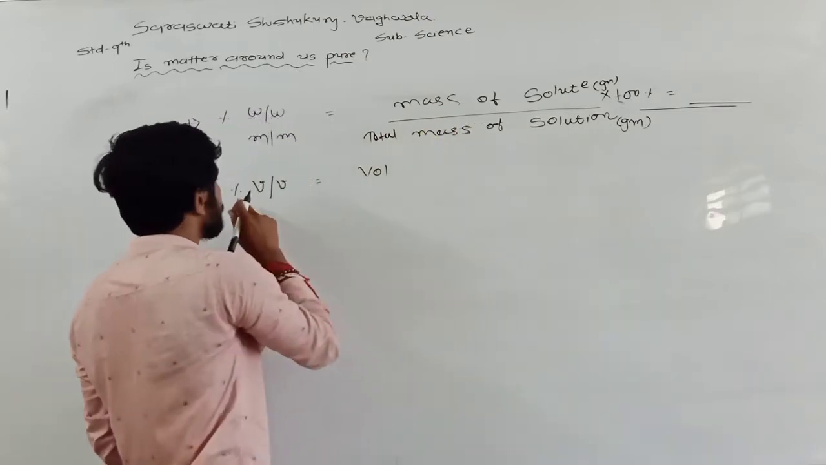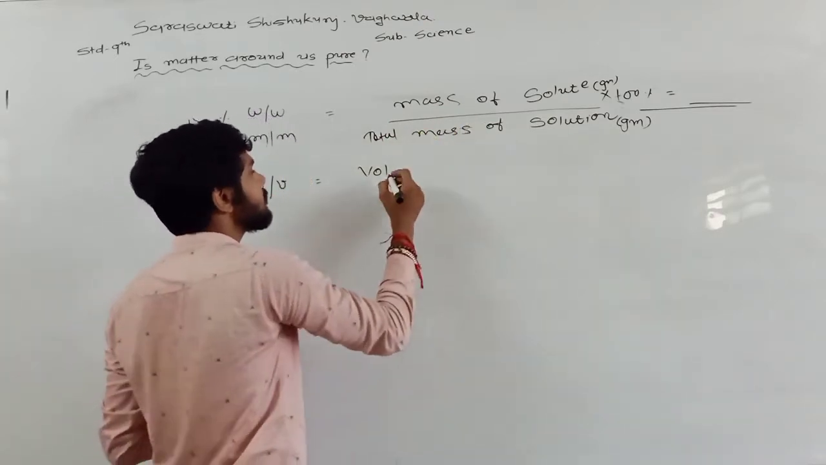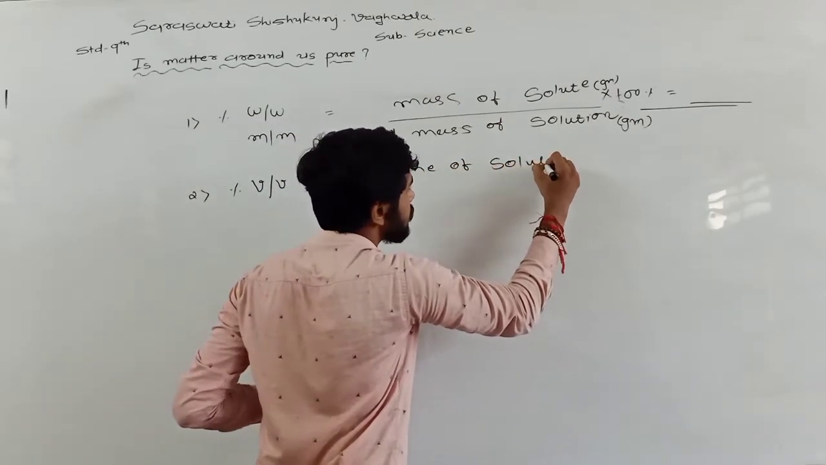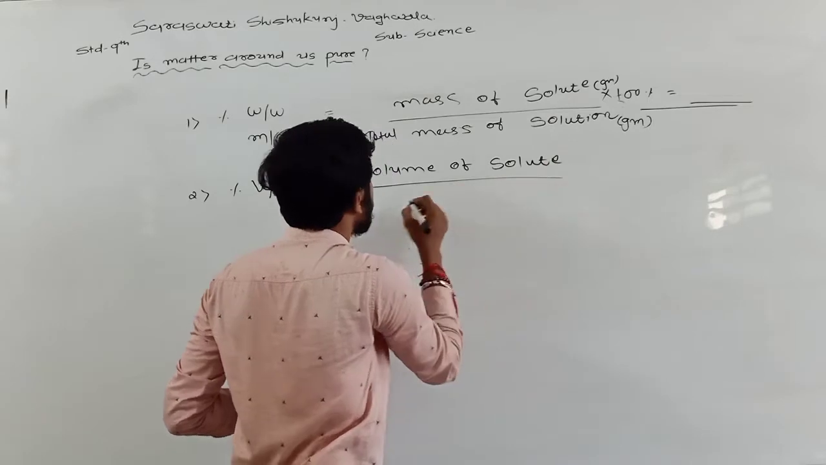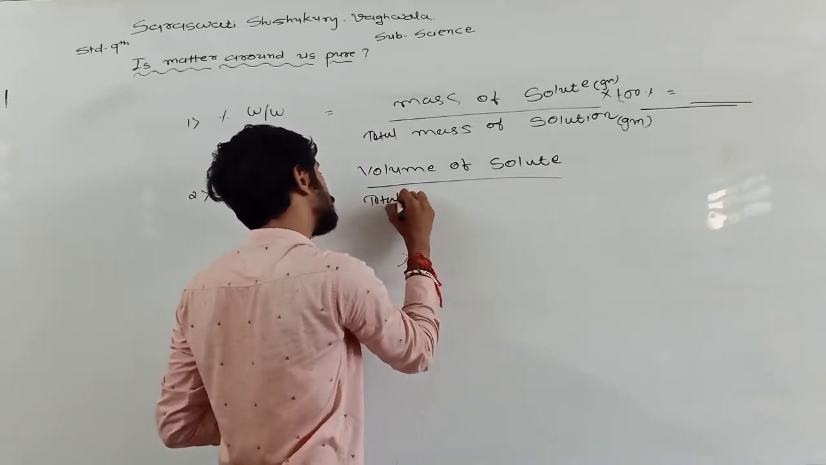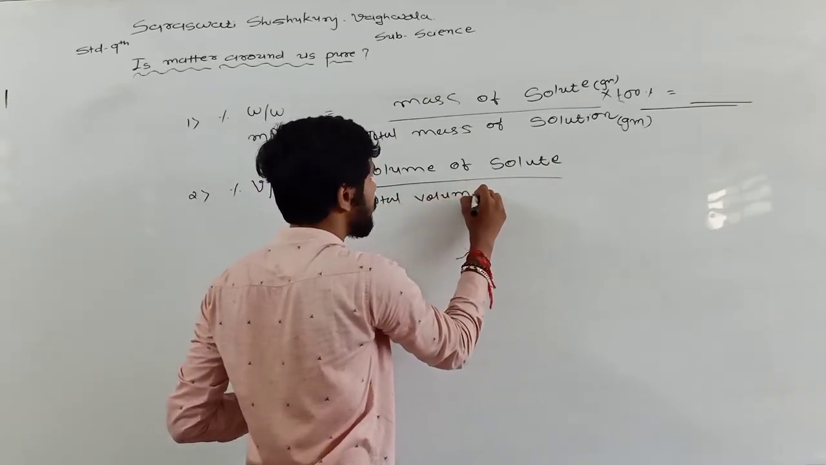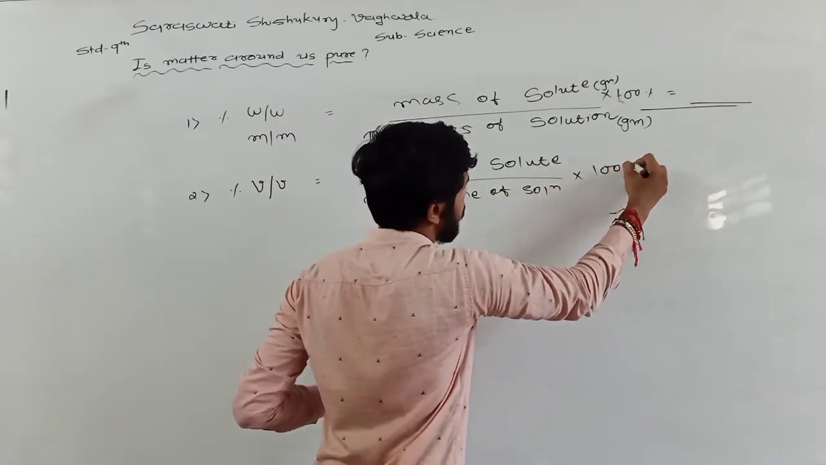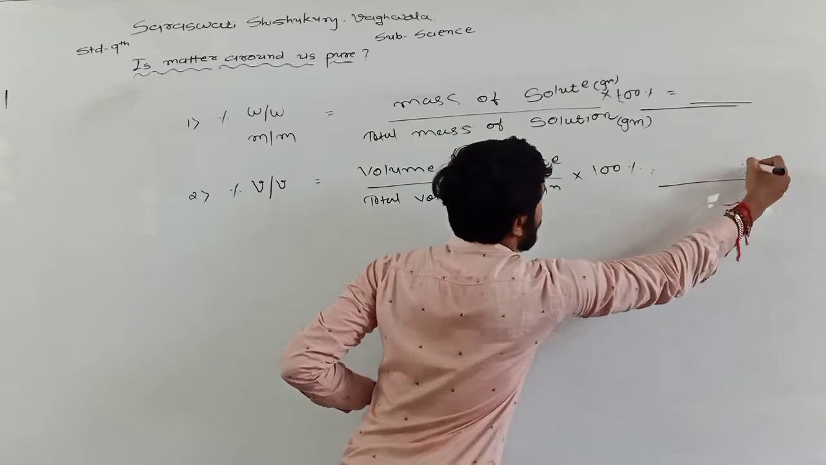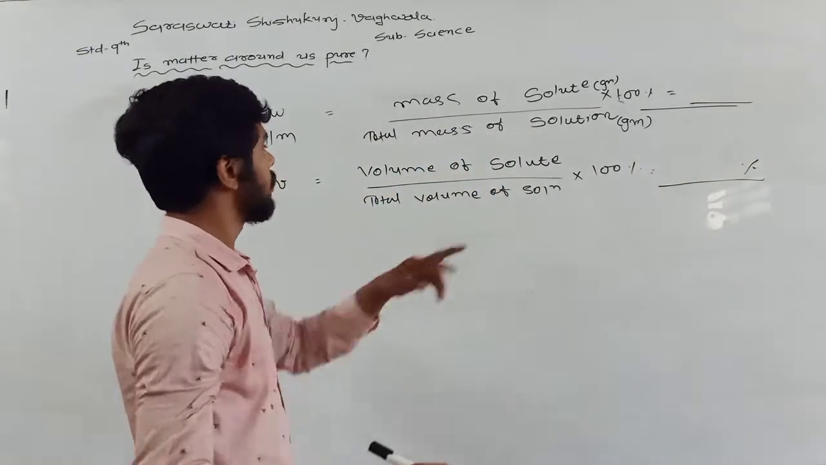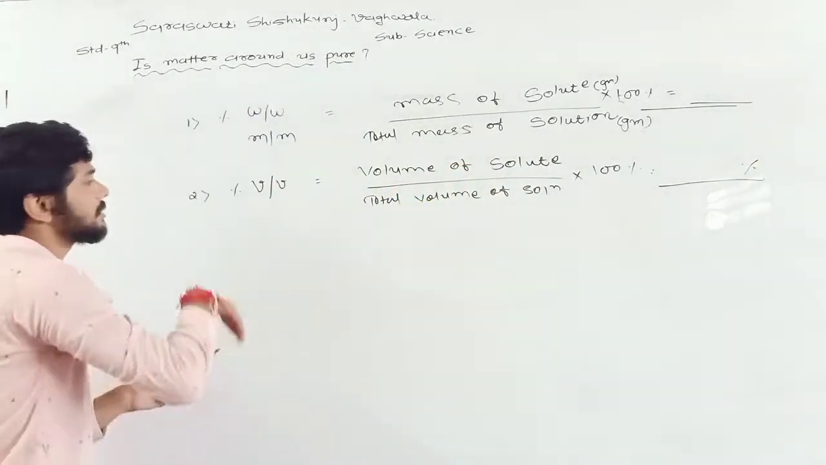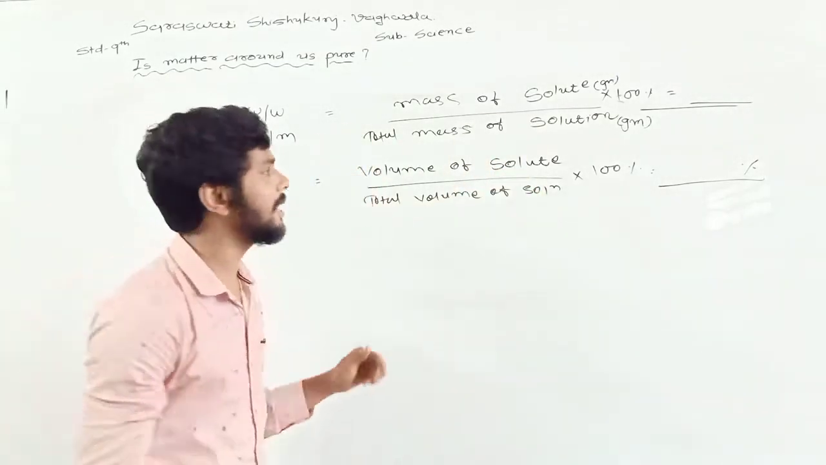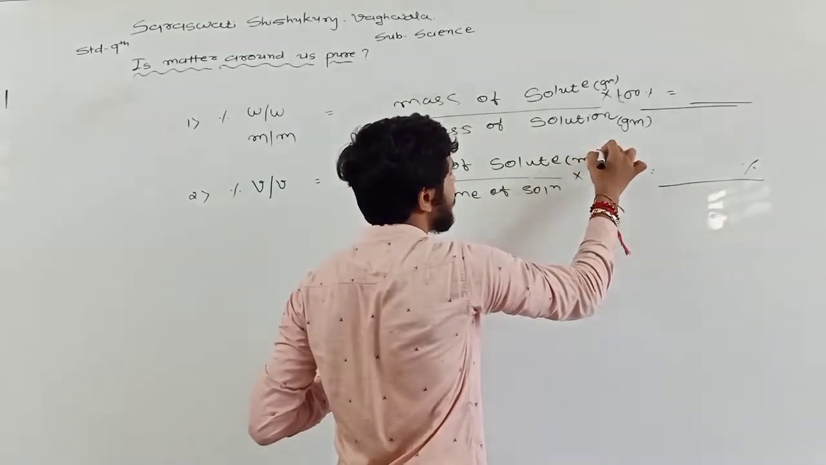Is it clear? Now the percentage V by V, that means volume of solute divided by total volume of solution multiplied by 100, equal to your answer. Okay? Now we talk about volume, that means our solution and solute particles are going to be measured in ml.